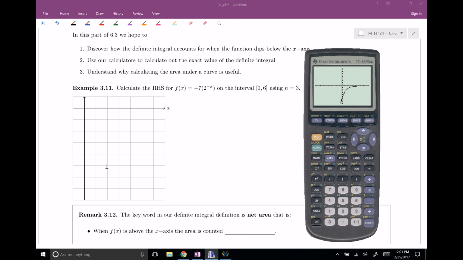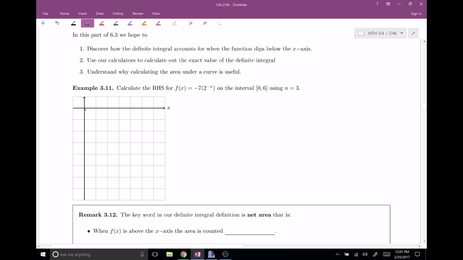And so you can see I've portioned out just a piece of that for us to actually sketch. For our purposes, it's really nice to use a table to get some of these values. The first one is at 0, it outputs negative 7, and then negative 3.5, and so on and so forth. So let me get out my blue pen. At 0, it outputs negative 7. And then at 1, it outputs negative 3.5.